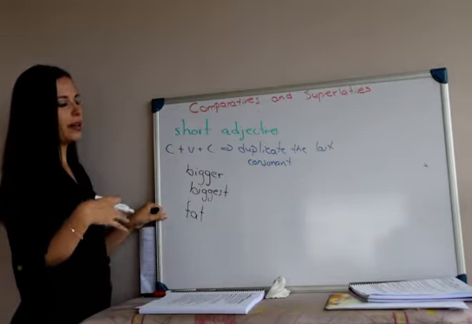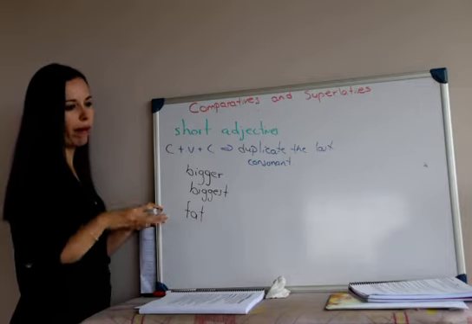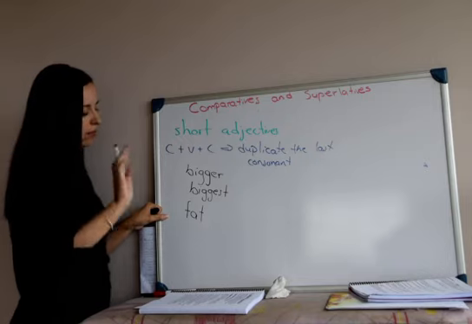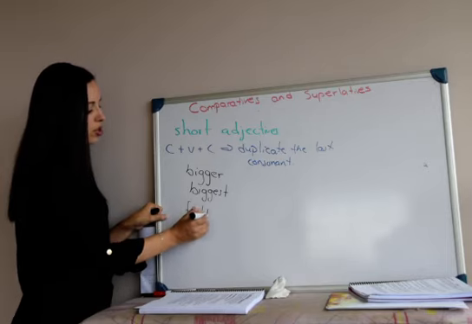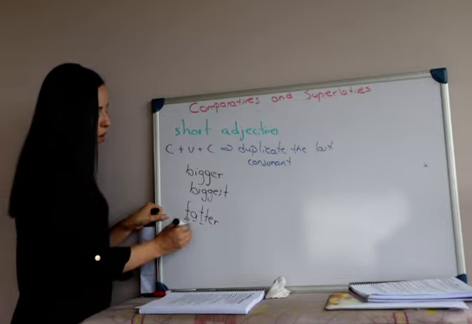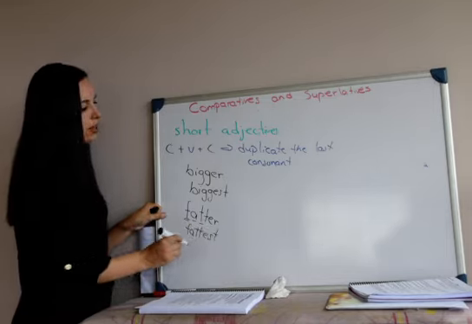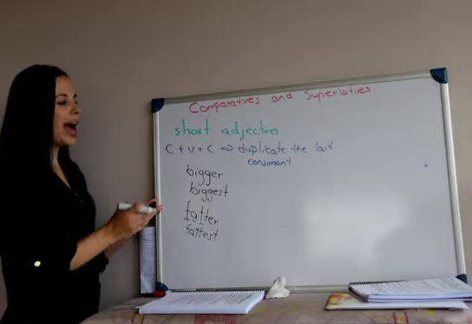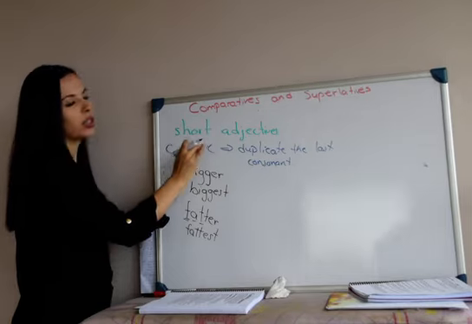Or fat, the adjective fat. If I want to say that, I don't know, my dog is fatter than my sister's dog. So I need to add, we have consonant, vowel, consonant. We duplicate the last consonant and then add the ER. Or EST. That happens for all the adjectives that end with consonant, vowel, consonant.